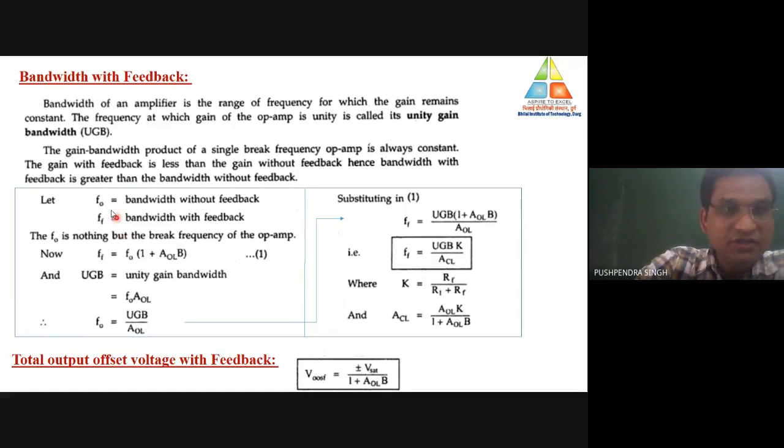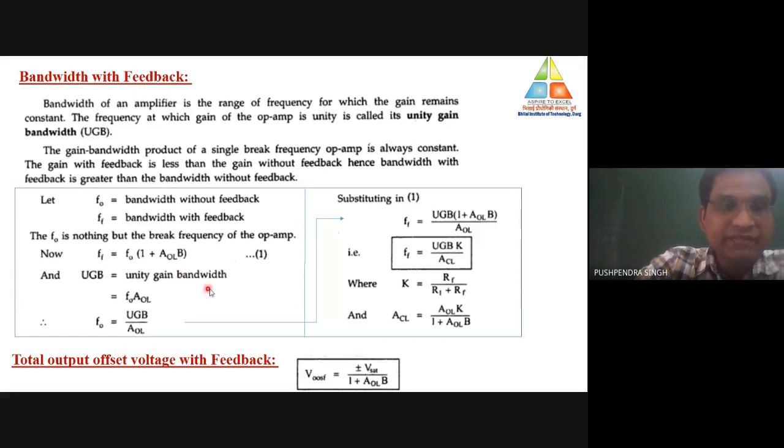So here f naught is what? Bandwidth without feedback. Ff represents the bandwidth with feedback. So what is the value of ff? Ff is equal to f naught times 1 plus AOL into B, where this is the value of bandwidth with feedback, which is equation number 1.